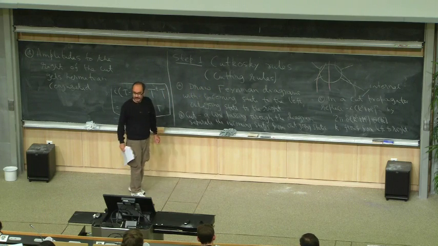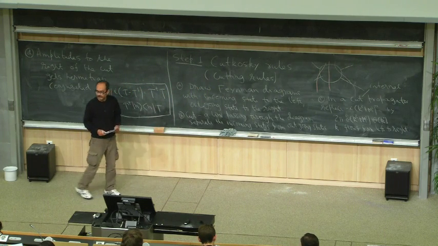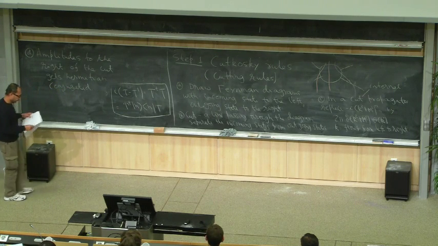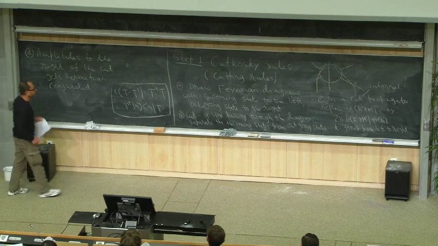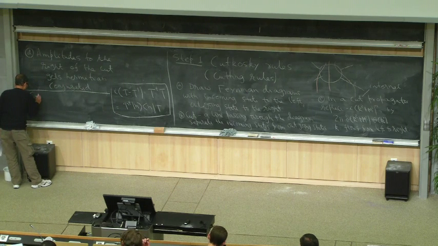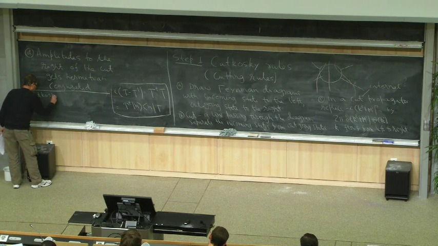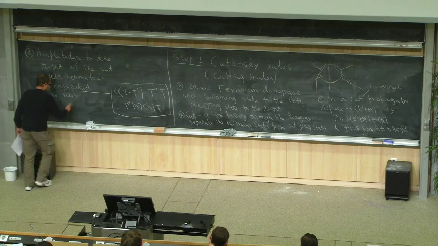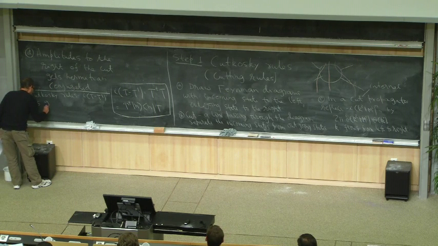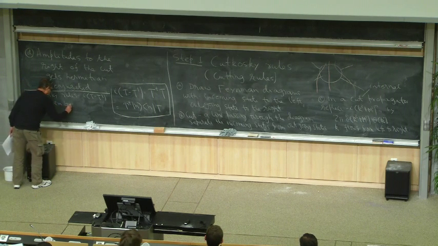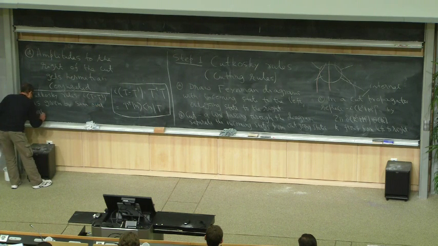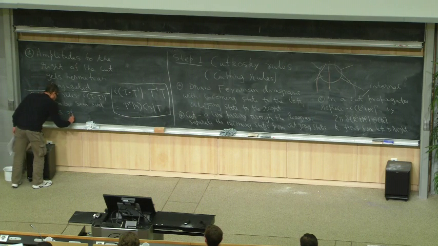Is this clear? Okay. So the Cutkosky rules are a simple statement, and that is that i times (T minus T dagger) is given by the sum over all cuts of the diagram.